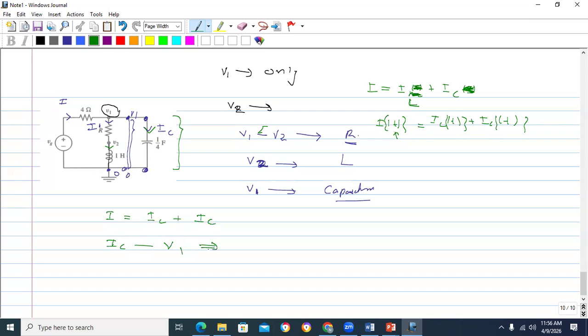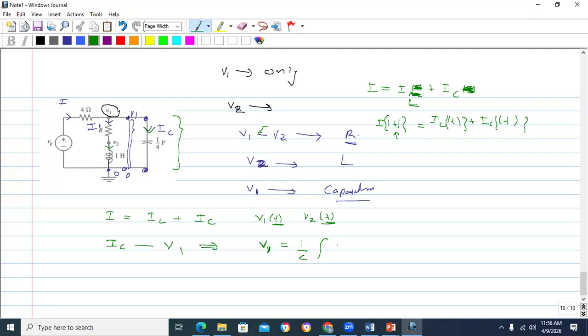That is the voltage across the capacitor, no? V1 is also changing, it is a function of time, V1(t). V2 is also changing, it is V2(t). Now we are not writing this t, we are only writing V1. V1 is equal to 1 over C integration.